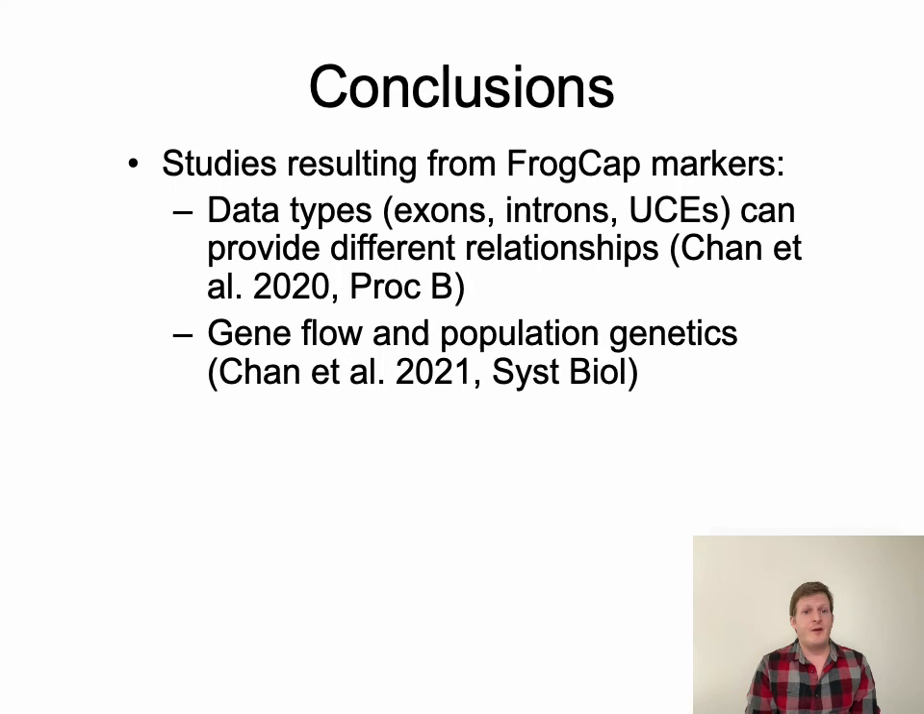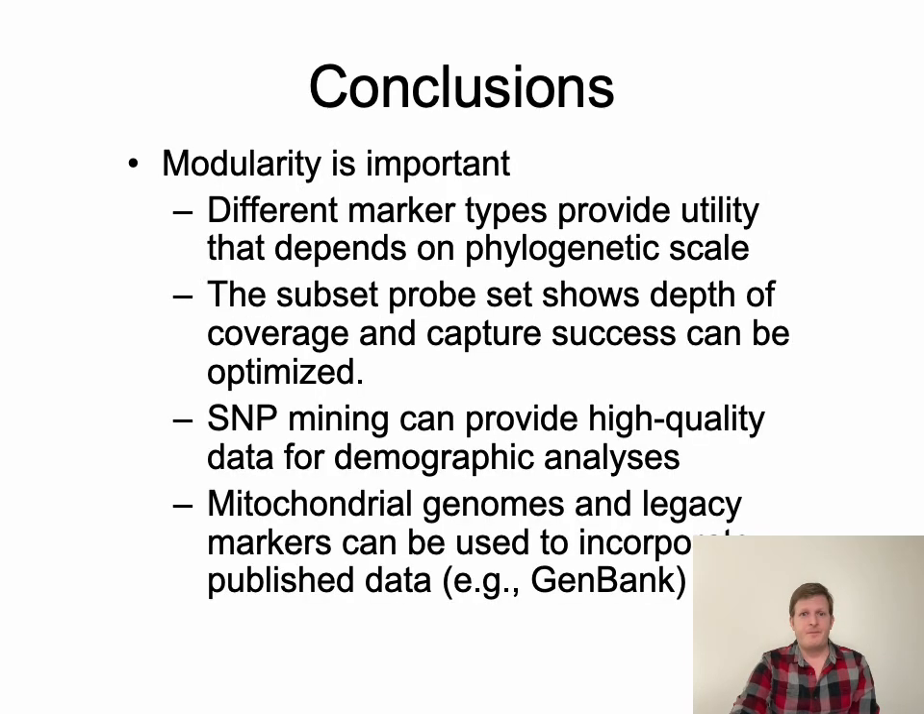Second, using the probe set, using SNPs, we tested for gene flow and did population demographic analyses in Chan et al. 2021, and we found that FrogCap was successfully used to assess gene flow in a cryptic species and determine the species status based on the fine scale SNP data we were able to obtain from across populations.